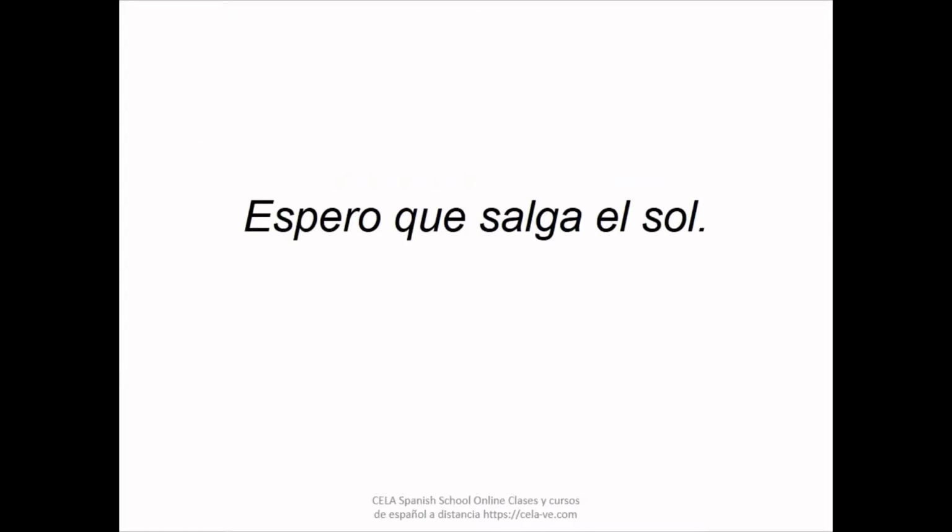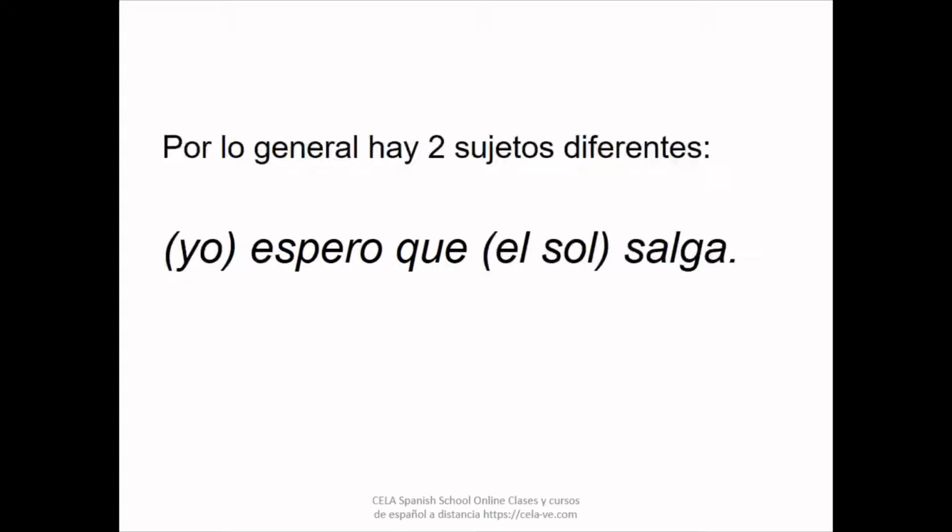Let's look at an example of a sentence with the verb in the subjuntivo. Espero que salga el sol. In this compound sentence, we have two verbs with different subjects. In the first sentence, we have the verb esperar in the first person singular. And in the second sentence, we have the verb salir in the third person singular subjuntivo. Both sentences are joined with que.